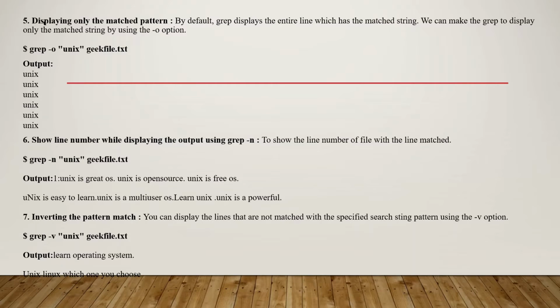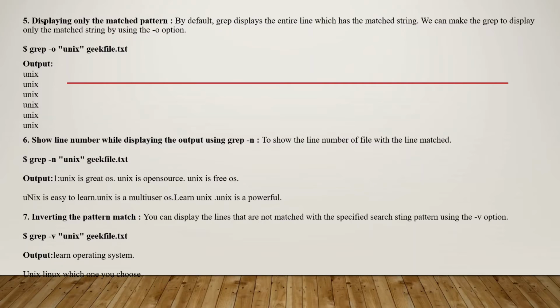Next command: show the line number while displaying the output using the grep option -n. This command shows the line number of the file with the line matched. For that, you type grep -n Unix geekfile.txt. The output: line 1, Unix is great OS; Unix is open source; Unix is free operating system. Next, in the fourth line, Unix is easy to learn; Unix is multi-user OS; learn Unix; Unix is powerful one. Like that, it prints the different lines that contain the word Unix.